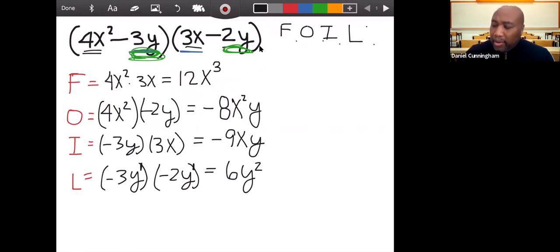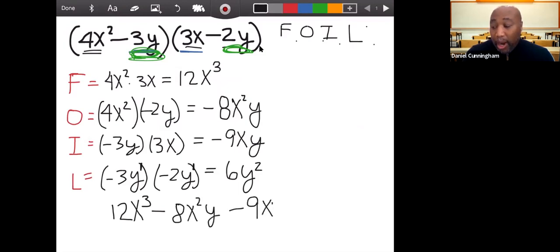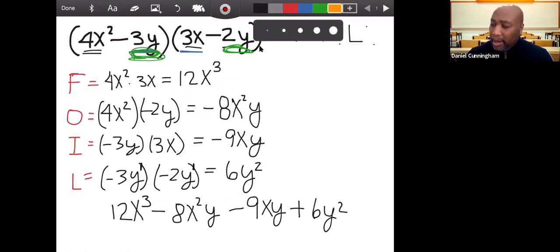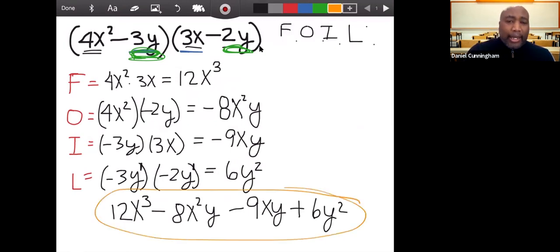So now we write down our final answer and see if we can combine like terms. It'll be 12x cubed, that's the first one, minus 8x squared y, minus 9xy, plus 6y squared. Before you circle it, look at each of the terms. There are 4 terms. Are there any like terms? Nope. We've got x cubed, x squared y, xy, y squared. I'm just looking at the letters. Nope. So that's my final answer. I can't combine, and then I circle that. That will be my answer for that particular problem.